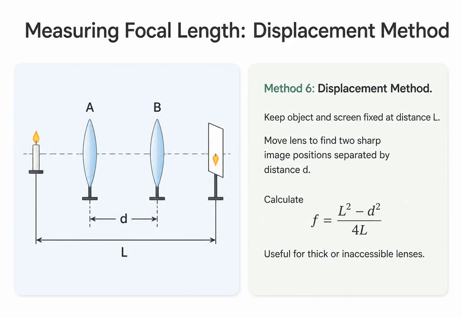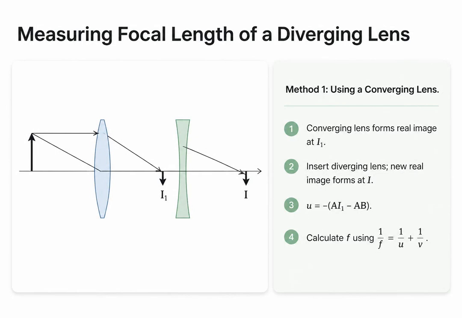We can also use the displacement method we derived earlier. By keeping the object and screen fixed at a distance L and finding the two lens positions that yield a sharp image, we measure the displacement d. We then calculate the focal length using L squared minus d squared over 4L. This method is especially useful for thick lenses or lenses fixed inside a tube, where measuring from the optical center is impossible. Diverging lenses are trickier because they don't form real images on their own.